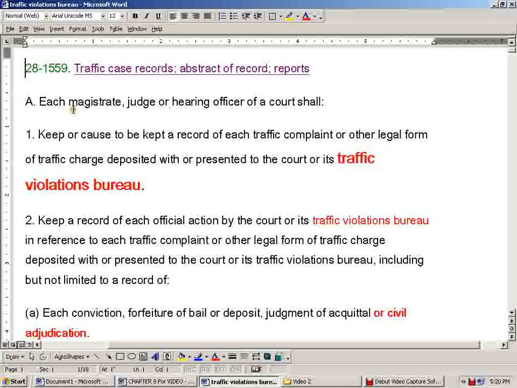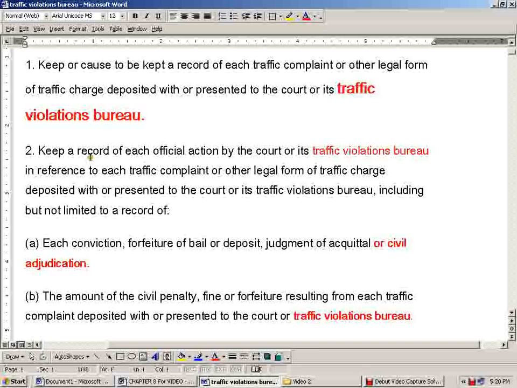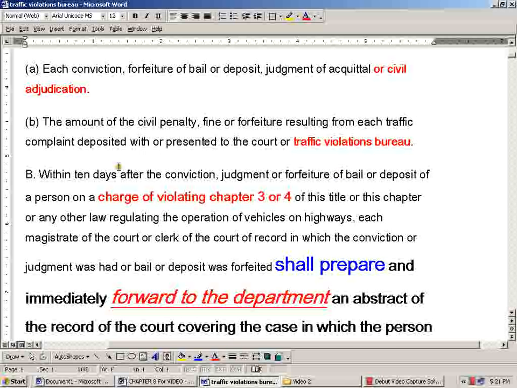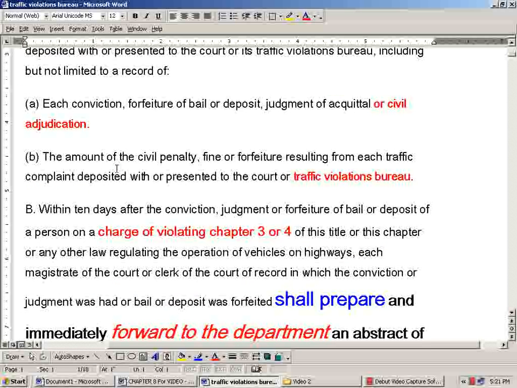But each magistrate, judge, or hearing officer of a court shall keep or cause to be kept a record of each traffic complaint or other legal form of traffic charge deposited with or presented to the court or its Traffic Violations Bureau. Keep a record of each official action by the court and its Traffic Violations Bureau in reference to each traffic complaint, according to but not limited to a record of each conviction, forfeiture, bail, and so on. Okay, so basically any court case goes through, they're supposed to keep a record of it.